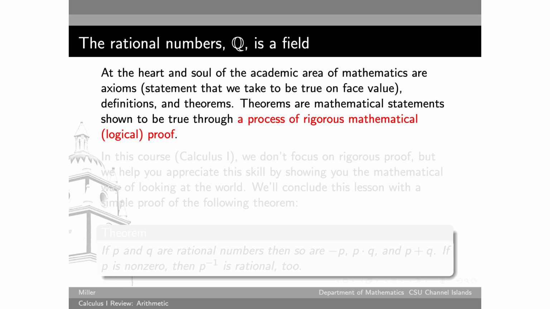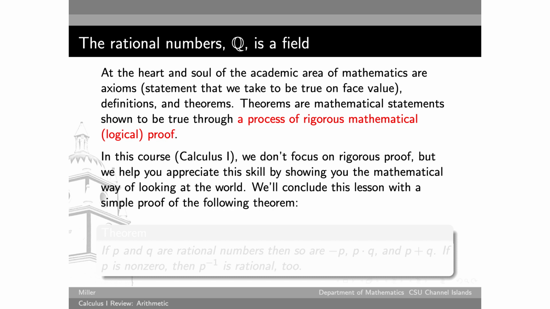Now, that was just a specific example. It doesn't prove it for all rational numbers. At the heart and soul of the academic area of mathematics are axioms, statements that we take to be true on face value, definitions, like the definition of the rational numbers, and theorems. Theorems are a mathematical statement shown to be true through a process of rigorous mathematical, logical proof. In this course, we don't focus on rigorous proof, but we help you appreciate this skill of proving things by showing you the mathematical way of looking at the world.